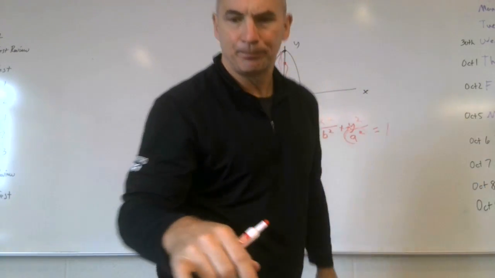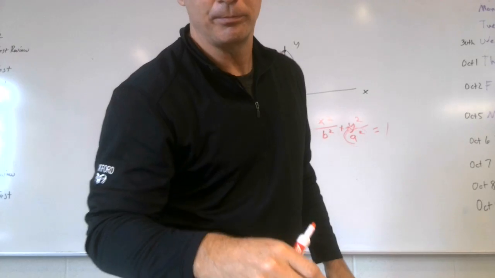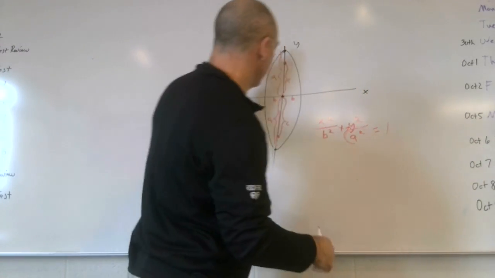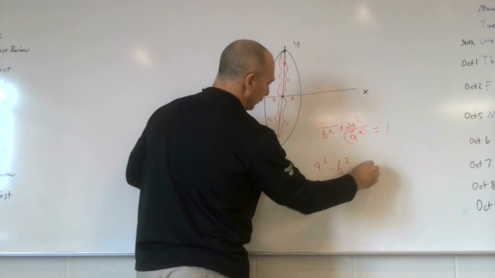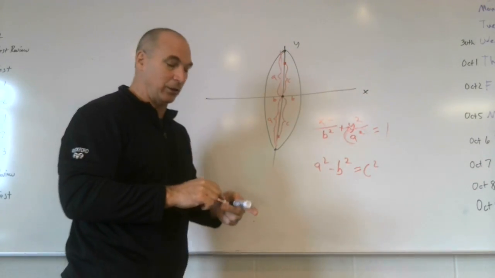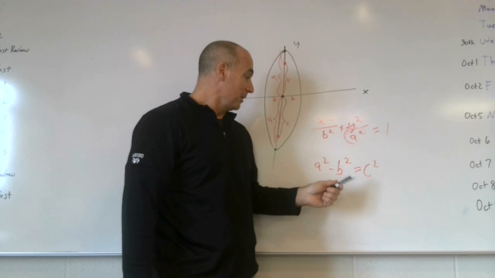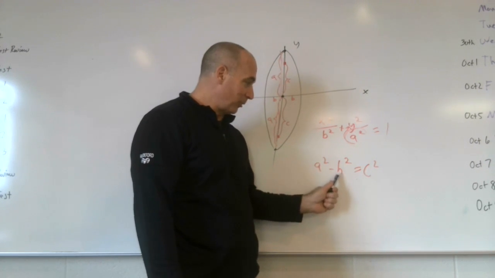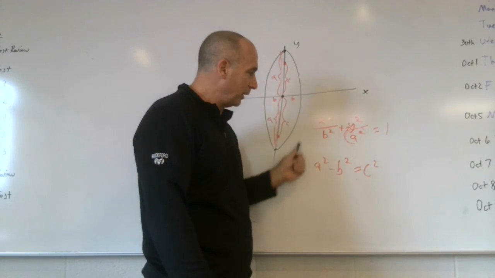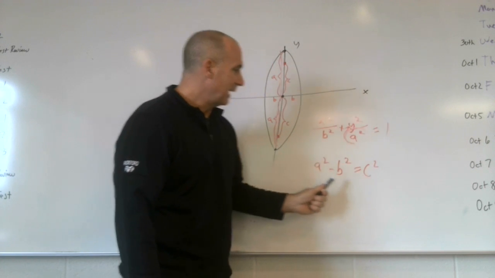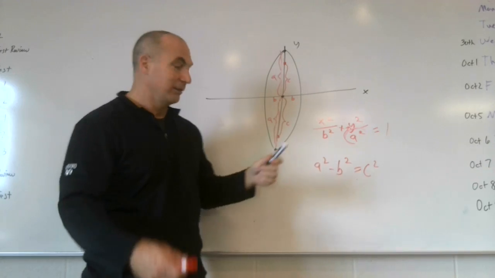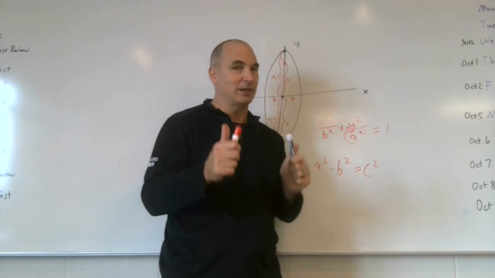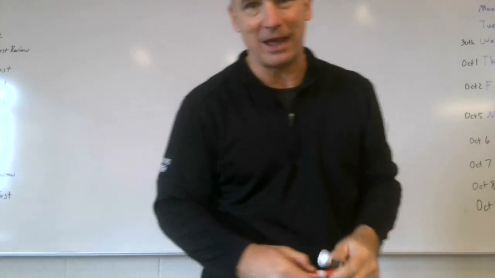And then the other thing that is one of the formulas for this is a squared minus b squared equals c squared. Now that's dangerously close to the Pythagorean theorem, but it's a squared minus b squared equals c squared. It's this formula that will allow us to find c, and that will allow us to find the exact point where our foci are. Okay? So that's it. That's your warm-up. Let's dive into that packet lesson.